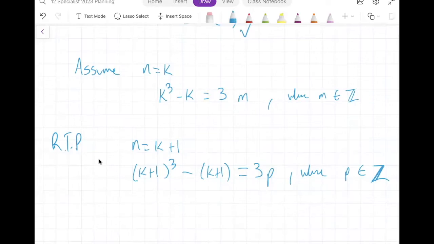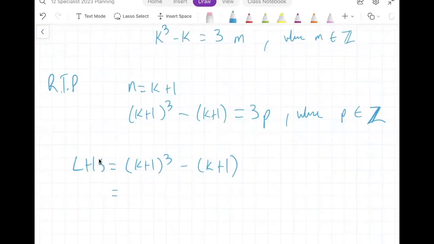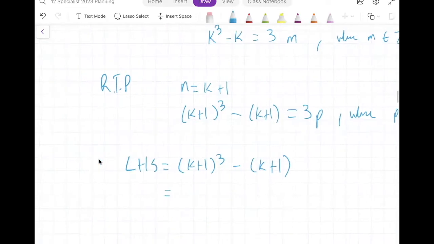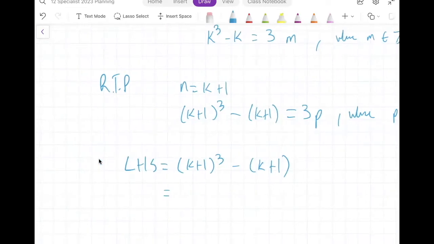So if I look at my left-hand side and I let that equal k plus 1 cubed minus k plus 1. If I expand out my cubic here, some of you might remember from binomial expansion and methods, this cubic relates to the third row of Pascal's triangle, which looks like 1, 3, 3, 1.